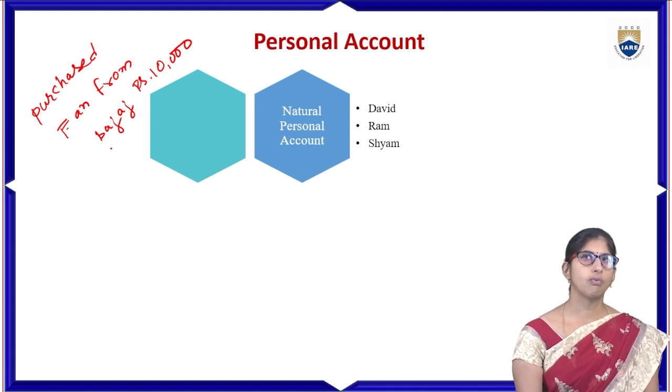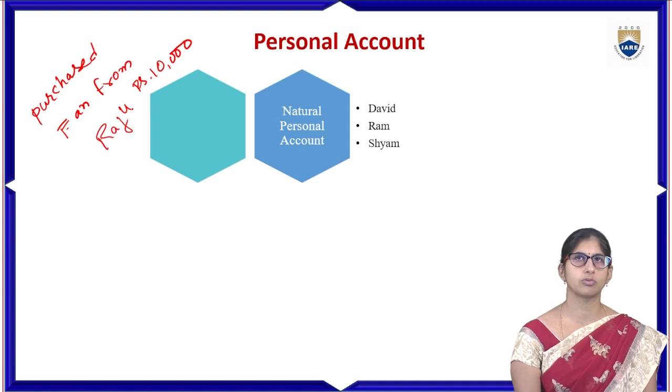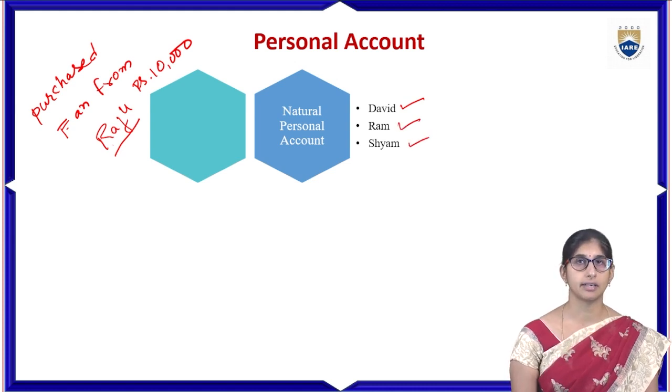So here, what is the name? Or else, this is a company, I'll consider it as Bajaj, a person. His name is Bajaj. Or we can also take it as Raju. Purchased fan from Raju, rupees 10,000 is the transaction. So here Raju is a natural personal account item. We can see some examples: David, Ram, Sham, all these are natural personal account items for us.